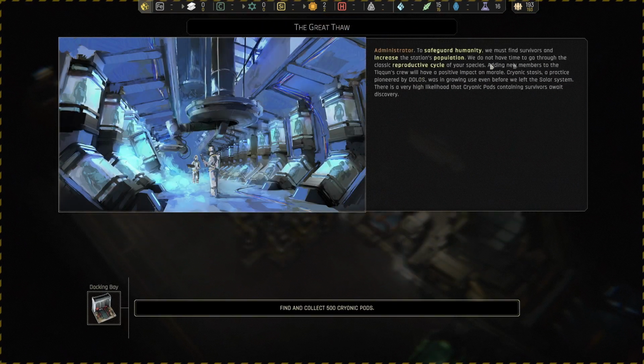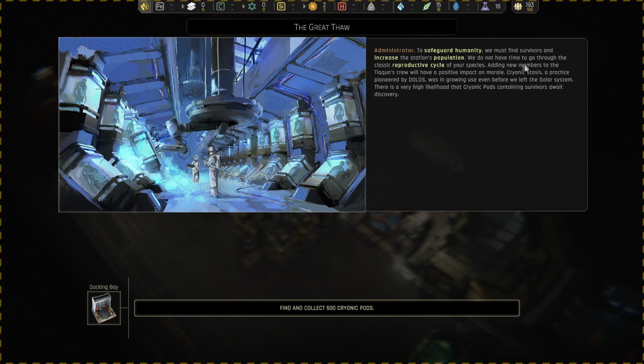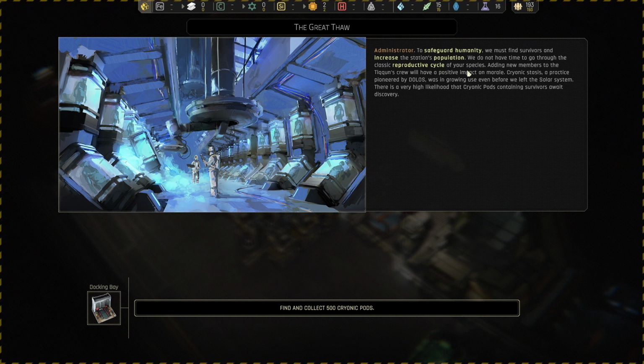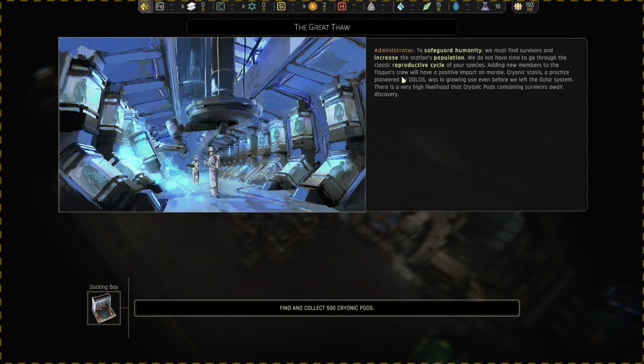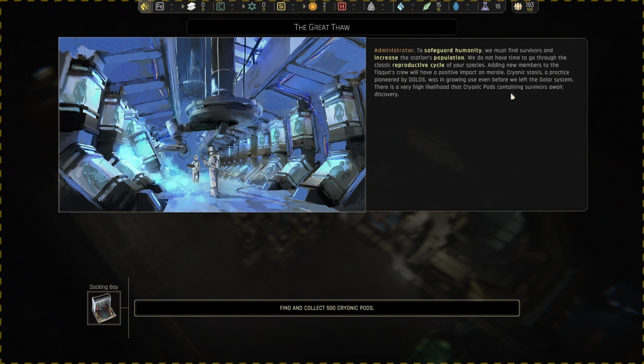To safeguard humanity, it was fine. Survivors increase the station's population. We do not have time to go through the classic reproduction cycle of your species. Adding new members to the Tycoon's queue will have positive impact on morale.